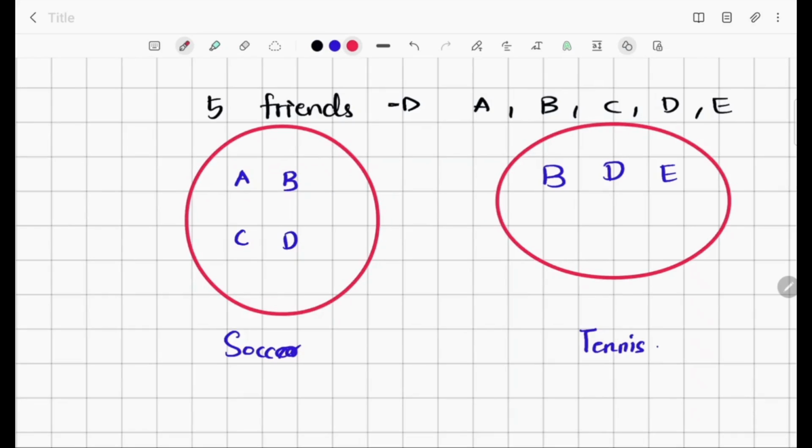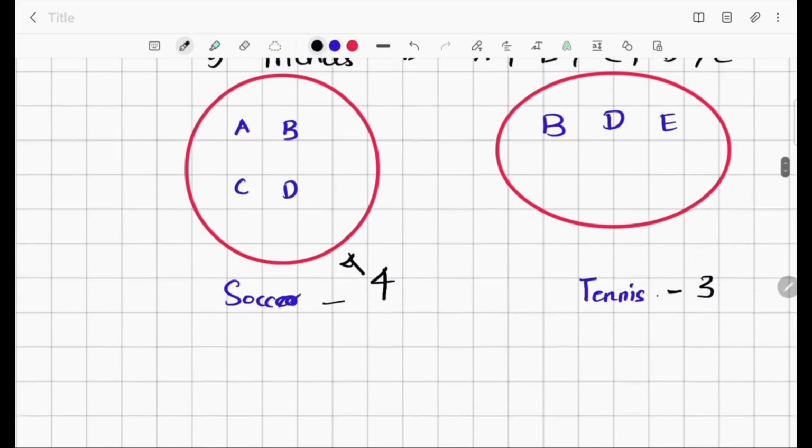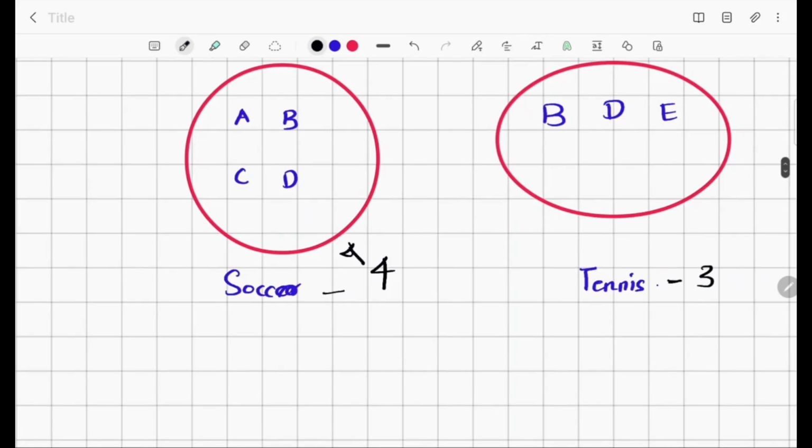So see how many are right. So you can see the number of students here. Okay, there are 4 here, 4 students. Okay, 4 friends like soccer, and tennis 3 friends like it. Okay, now see 4 plus 3 is 7. What has happened? You can see that D and B are in both.